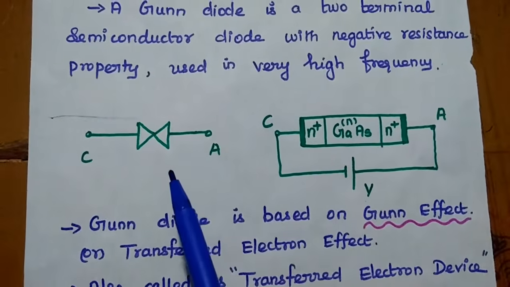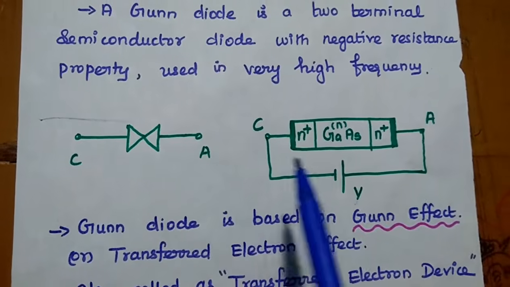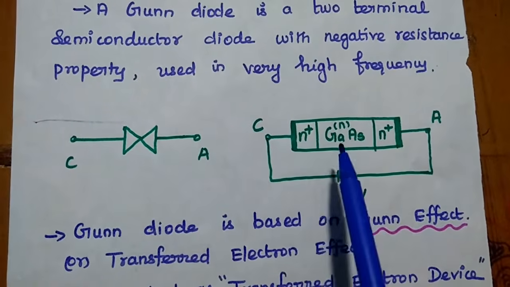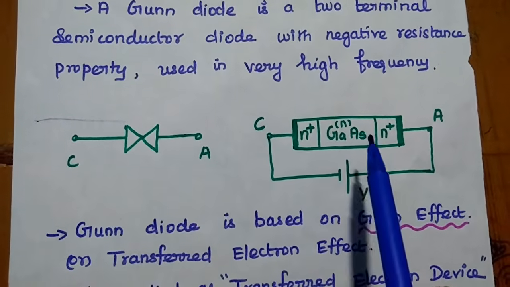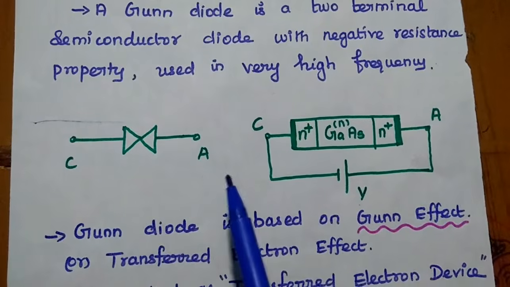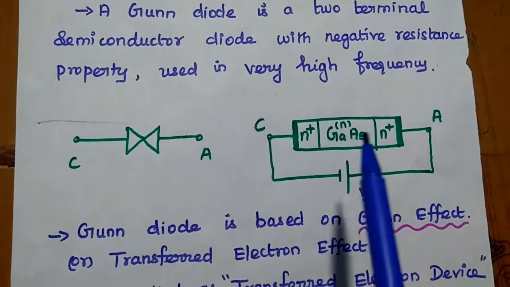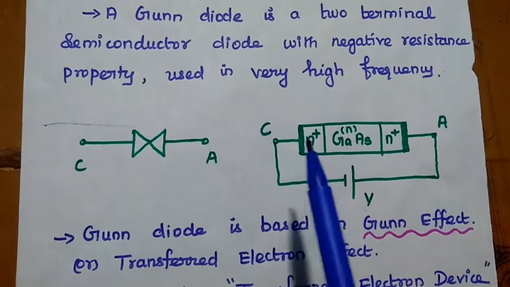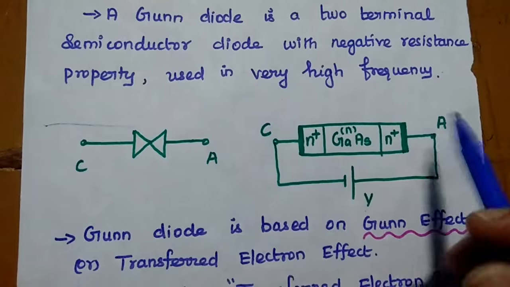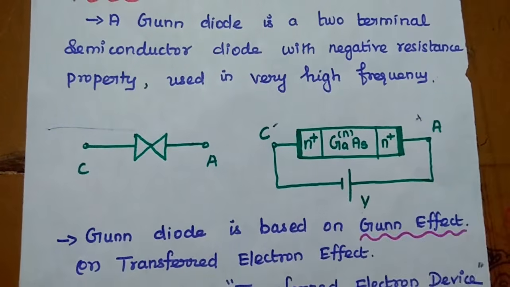This is the symbol of the Gunn diode. This one is the cathode, and this one is the anode. But in this structure, we can see that all the layers are purely N-type. If I want to create a junction, I need P-type and N-type. But in the Gunn diode, all the layers are N-type. Then how do we name the cathode and anode? Anode always represents the positive, and cathode means it is negative.